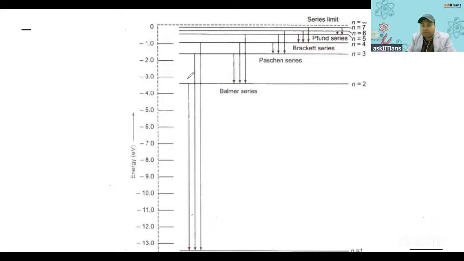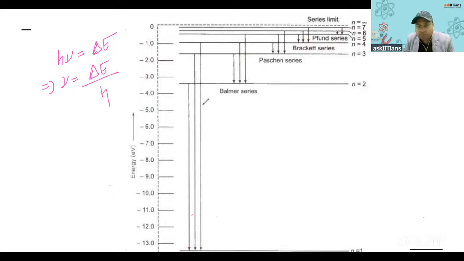So these different transitions emit different frequencies of radiation, right? If an electron jumps from 2 to 1, it will have a different frequency. If it transits from 3 to 1, it will have a different frequency because the energy levels are different. How can we calculate the frequency of radiation? h nu is the difference in the energy levels, so frequency is directly proportional to the energy difference.